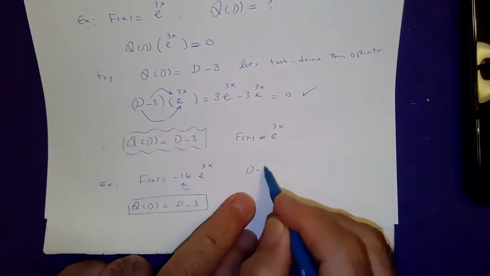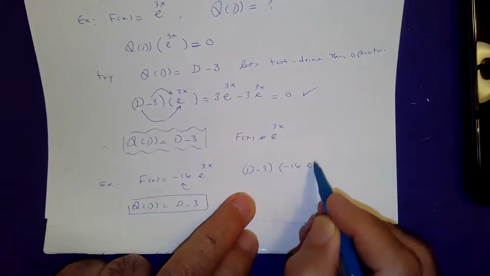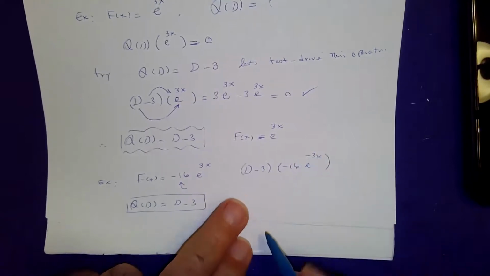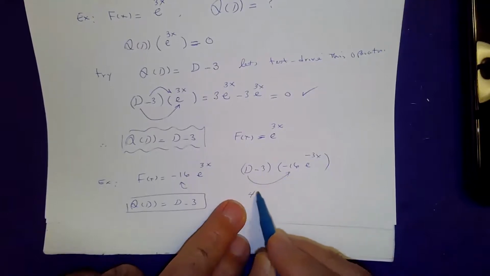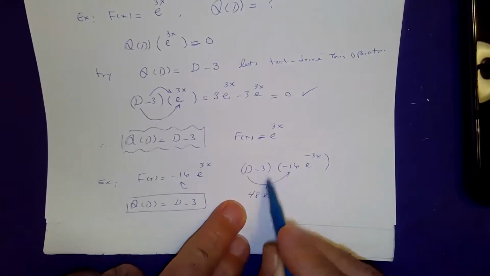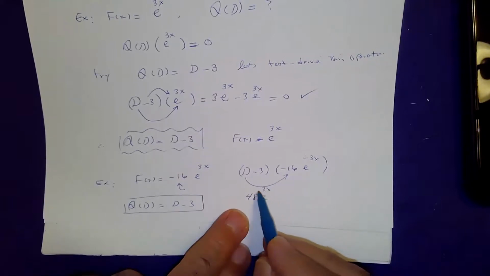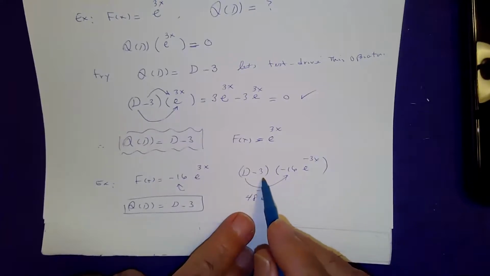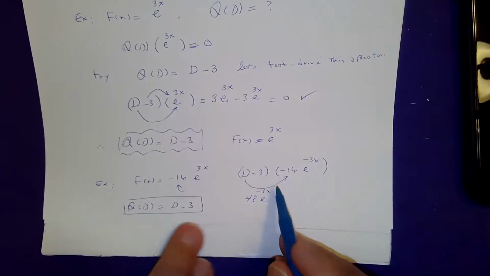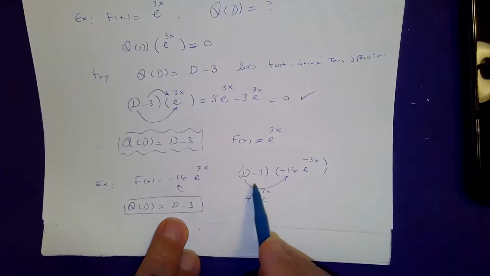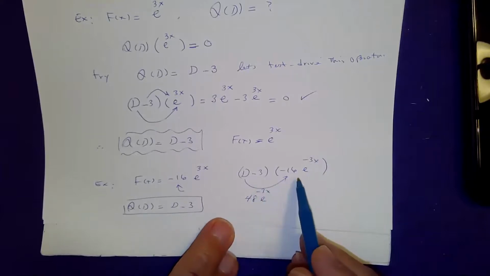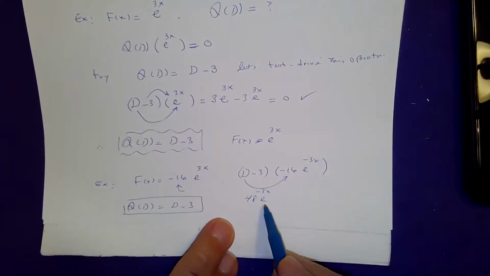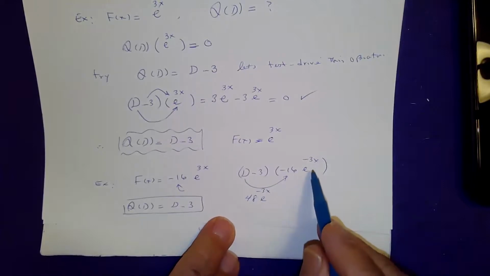You don't believe it? Go ahead and apply D minus 3 to minus 16 e to the power of 3x. The derivative of this guy is minus 48 e to the 3x. Is that right? Am I right here, guys? And then, where am I? What happened here? D minus 3, right? What happened? So the derivative is, to negative 16 e to the negative 3x, but it was only positive 3x.